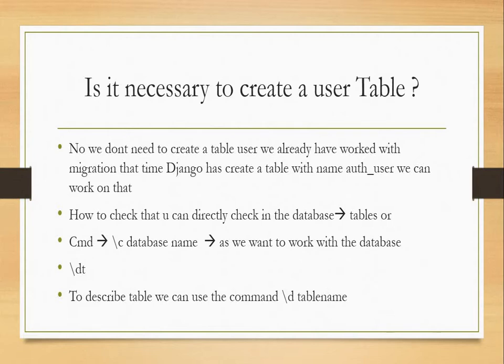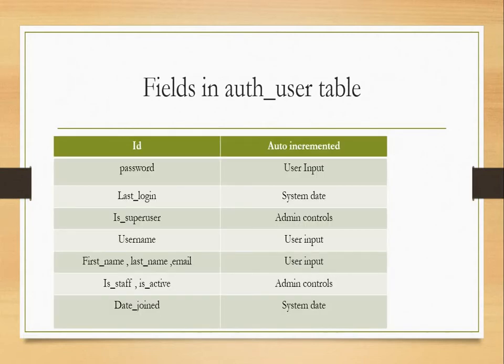Once this is done, what I need to do? I have the fields in the user table. What is that? Password, which is a user input. Last login is the system date. When I create a login, the date will change. If I log in right now, it will take this date. Is superuser is the admin control, that is whether the user is a super user or a normal user.